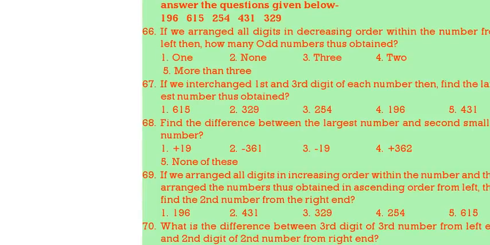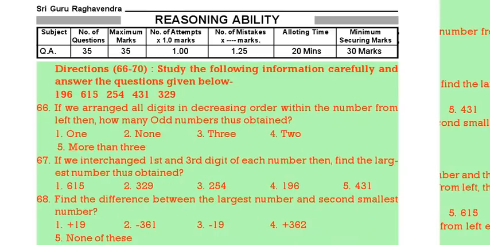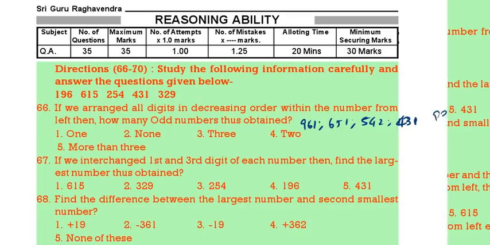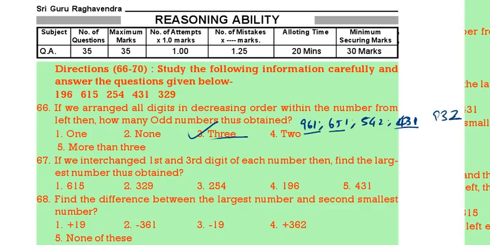Now we will see the reasoning part. Study the following information carefully, then answer the question. Now first one. If we arrange all the digits in decreasing order within the number, then how many odd numbers are there? So within the number decreasing order, that means 961, 651, 542, then 431 only, then 932. How many odd numbers? 1, 2, 3. There are 3 odd numbers.